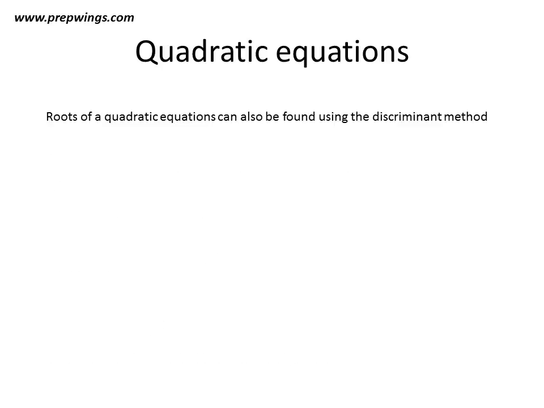Now we'll look at another method to find the roots of the quadratic equation. If we are not able to factorize the quadratic equation, we'll use the discriminant method. We'll first find the discriminant, which is b square minus 4ac. And the formula for x can be given as x is equal to minus b plus under root of b square minus 4ac whole divided by 2a, or x is equal to minus b minus under root of b square minus 4ac whole divided by 2a.